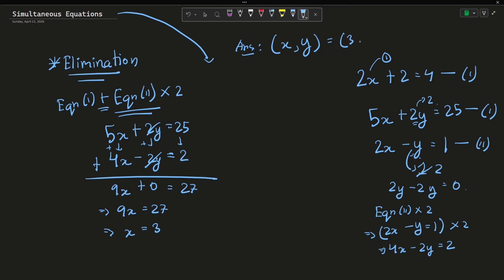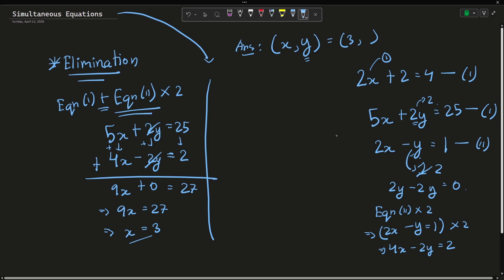Now what we have to do is find the value of our second variable, that is y. To do that, what we do in simultaneous equations is substitute the value of x into any of the equations. Now in this case, any of the equations can work. You can substitute the value x is equal to 3 in equation 1, and also in equation 2. And I prefer equation 2 because it is a much simpler calculation.